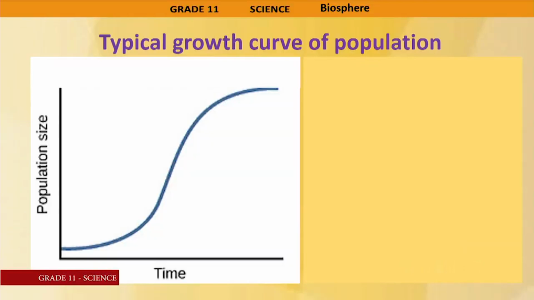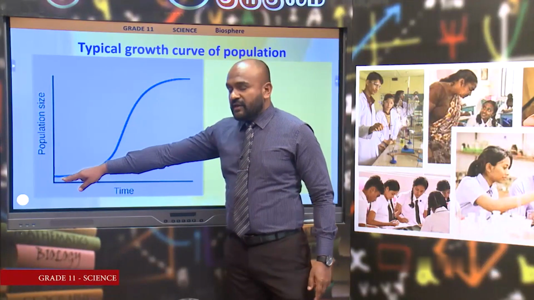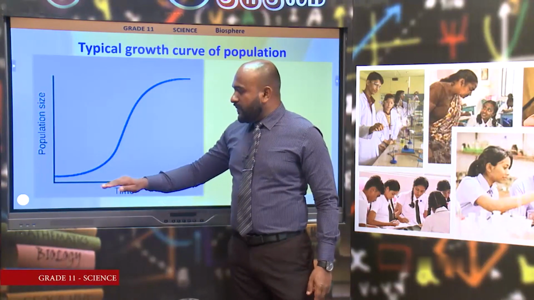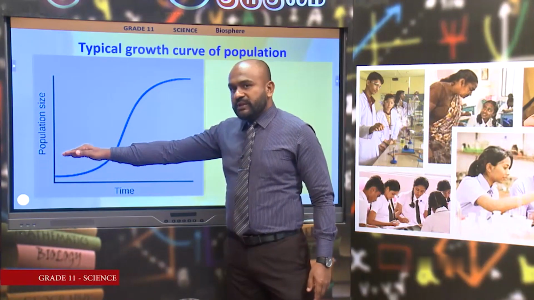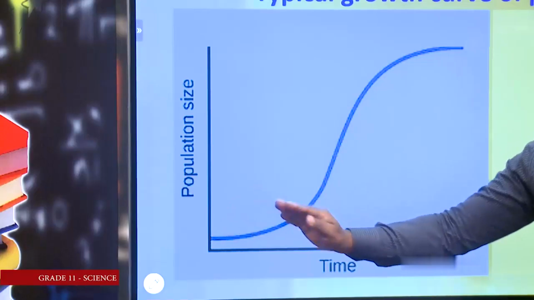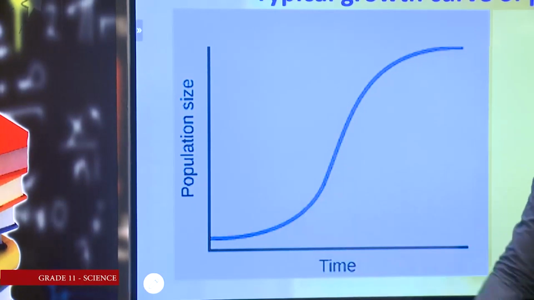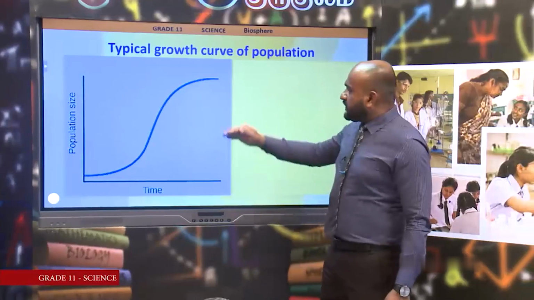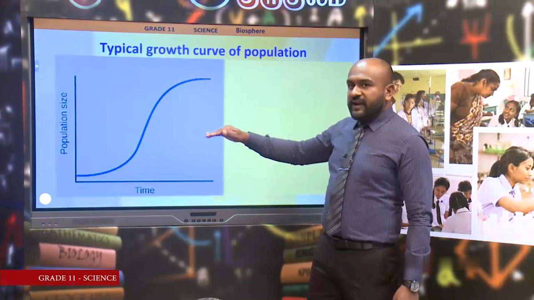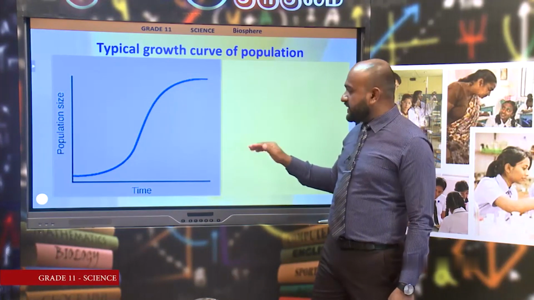I think you all can see the shape of the graph, and remember one thing: if you are asked to draw this graph in the exam, you do not start from 0. That is one of the mistakes that most students make, because organisms should be there to reproduce. So we do not start this graph from 0. Okay. So, when you get the typical growth curve, we can identify different phases. It is not the same throughout. You can see how it has changed with time.